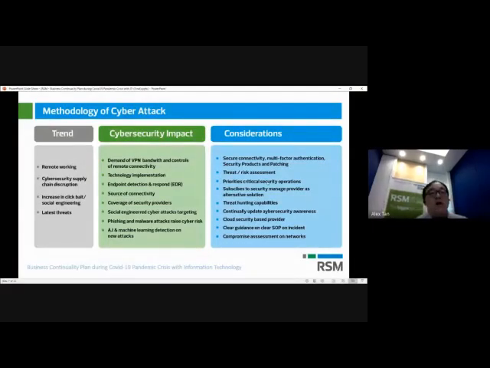Then we talk about the impact. The impact will normally be the high demand for VPNs, bandwidth, and controls of remote connectivity, and technology implementations, whether they are proven workable or were put in place in such urgency. Endpoint detection and response: we talk about how a cybersecurity product responds towards a cybersecurity attack.